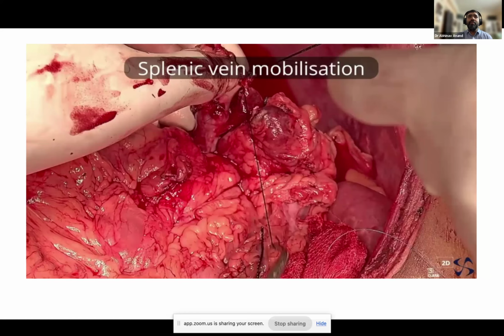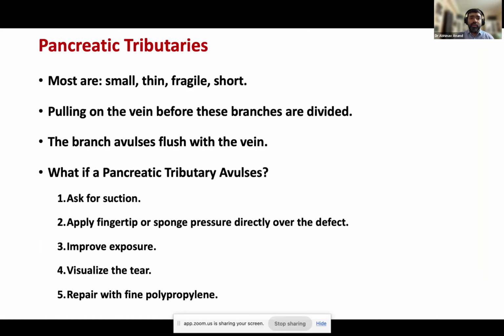Otherwise, from the lateral side, there are many pancreatic tributaries. Most are small, thin, and fragile short tributaries. So pulling on the vein can avulse the pancreatic tributaries flush to the vein. If that happens, we end up with a hole on the splenic vein, or there is a bleed from the corners, which is difficult to see and difficult to control because the blood comes between the pancreas and the splenic vein.